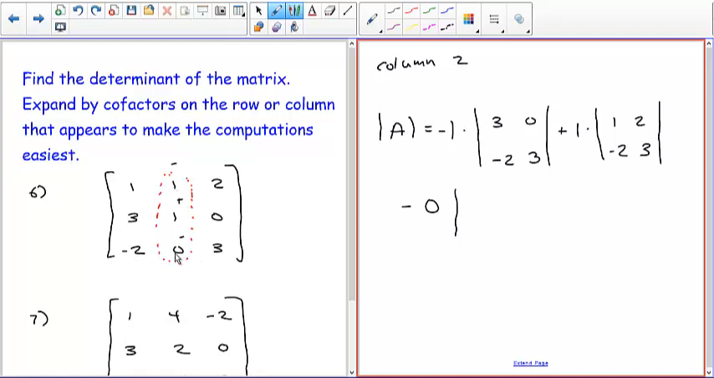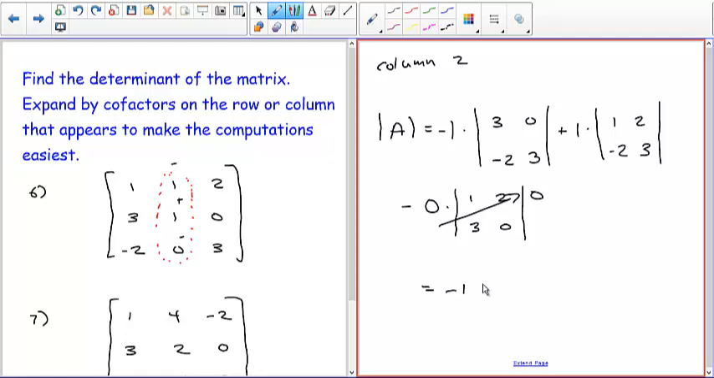So you cross out this row and this column. You'd be left with 1, 2, 3, 0. Of course, it doesn't matter what this is because I'm going to multiply it by 0. So the third term here just goes to 0. And then you do the first part.